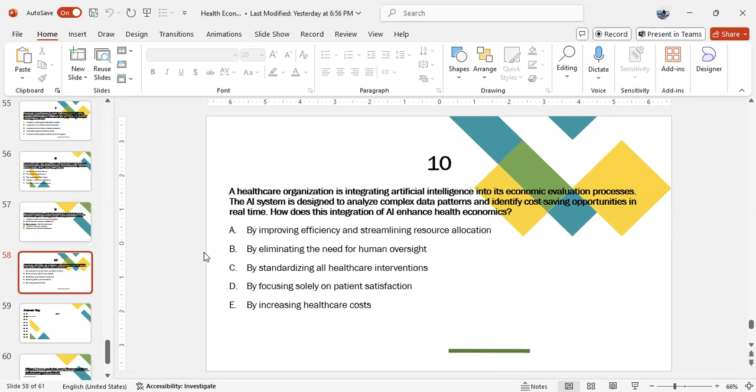The AI system is designed to analyze complex data patterns and identify cost-saving opportunities in real time. How does this integration of AI enhance health economics? A. By improving efficiency and streamlining resource allocation. B. By eliminating the need for human oversight. C. By standardizing all healthcare interventions. D. By focusing solely on patient satisfaction. Or E. By increasing healthcare costs. A. Yes, the correct answer is Alpha.